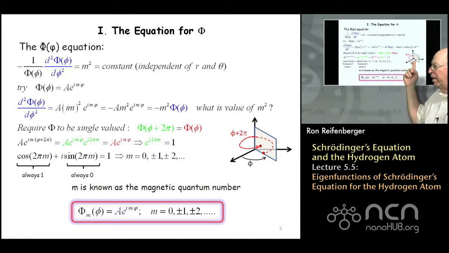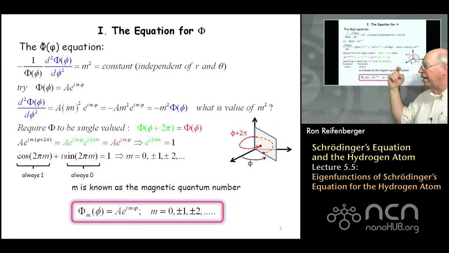So if we pick a point in space and it's displaced by this angle phi, and we add 2 pi to phi, we end up back onto the same plane. And if the value of the wave function at this point is going to be precisely equal to the value of the wave function at this point, then we require that the wave function be single valued, and that statement is made right here, right?